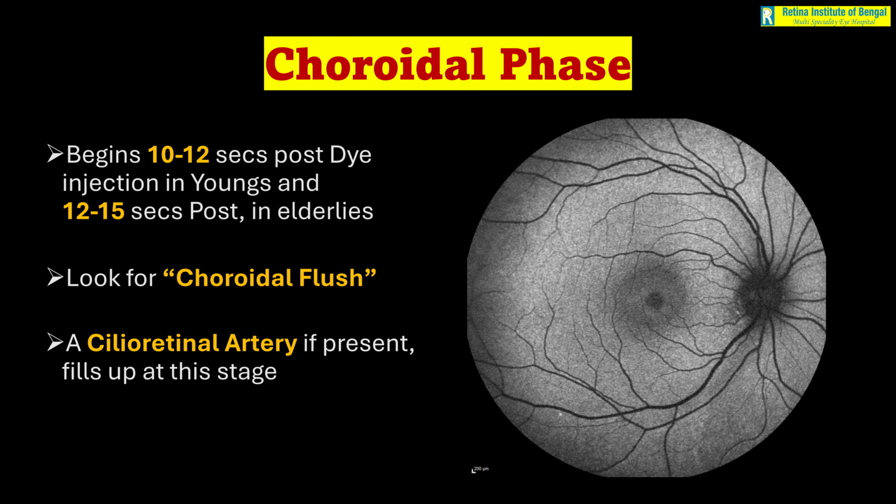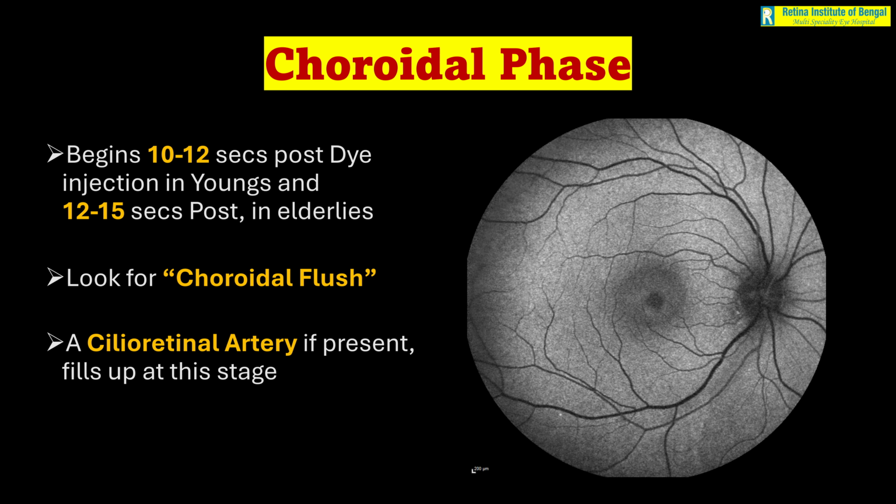When we talk about speed, what is the normal speed or flow? Depending on the speed, on where the dye is, we divide the flow of the dye into phases. The normal phases of fundus fluorescein angiography are like this. The first phase is the choroidal phase, which begins 10 to 12 seconds after the dye injection in young patients and 12 to 15 seconds in elderlies. And here the choroid looks very bright white. This is called the choroidal flush.